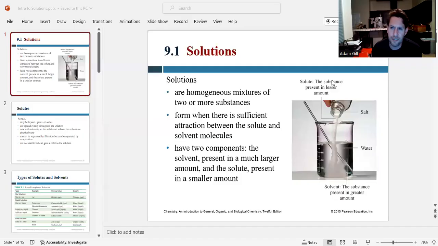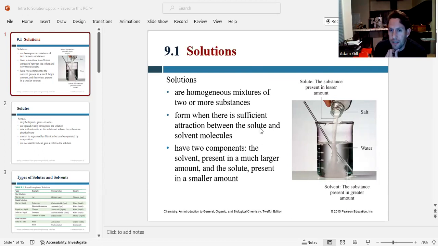Hi, everyone. In this video, we're going to talk about solutions. So a solution is a homogeneous mixture of two or more substances. Basically, you can think about it as something dissolved in something else. And in order for something to dissolve, there has to be sufficient attraction between the solute and solvent molecules.